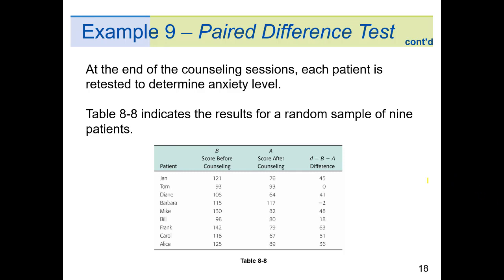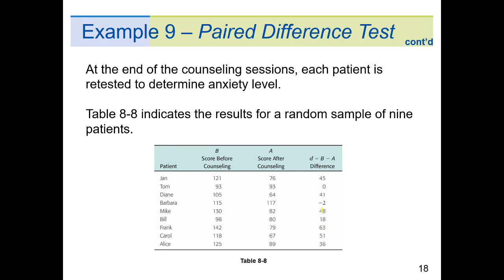So for example, before counseling, Jan's anxiety score on this measurement was 121. Afterwards, her score was 76. That's a difference of 45. Tom's score was 93 before. After, it was still 93. No difference. Barbara's score, I'm skipping down just a little bit. Barbara's score before was 115. After counseling, it was 117. That difference then is -2 because it's B minus A.